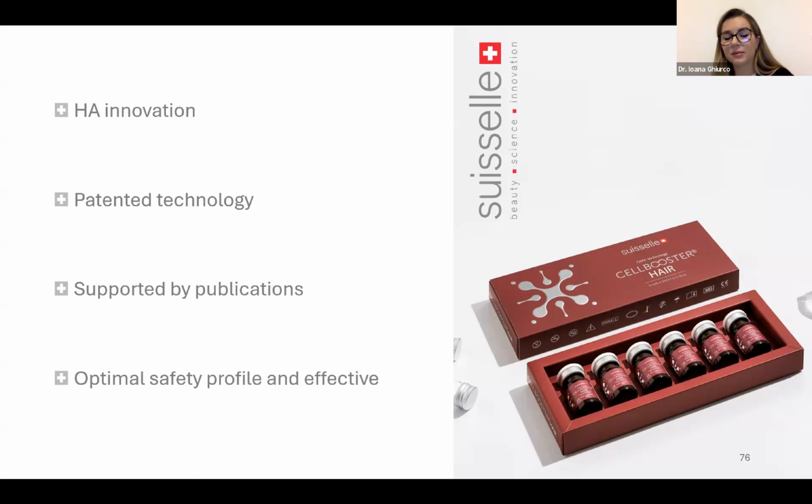Maybe if they are related to hygiene or to the indication of the product. The patented technology that Suicel developed is unique, and this is why we like this product. This is why it's efficient, because we have this very slow degradation of the molecules and release of ingredients. We have also scientific support, and we can say that it's safe and effective. Next slide.